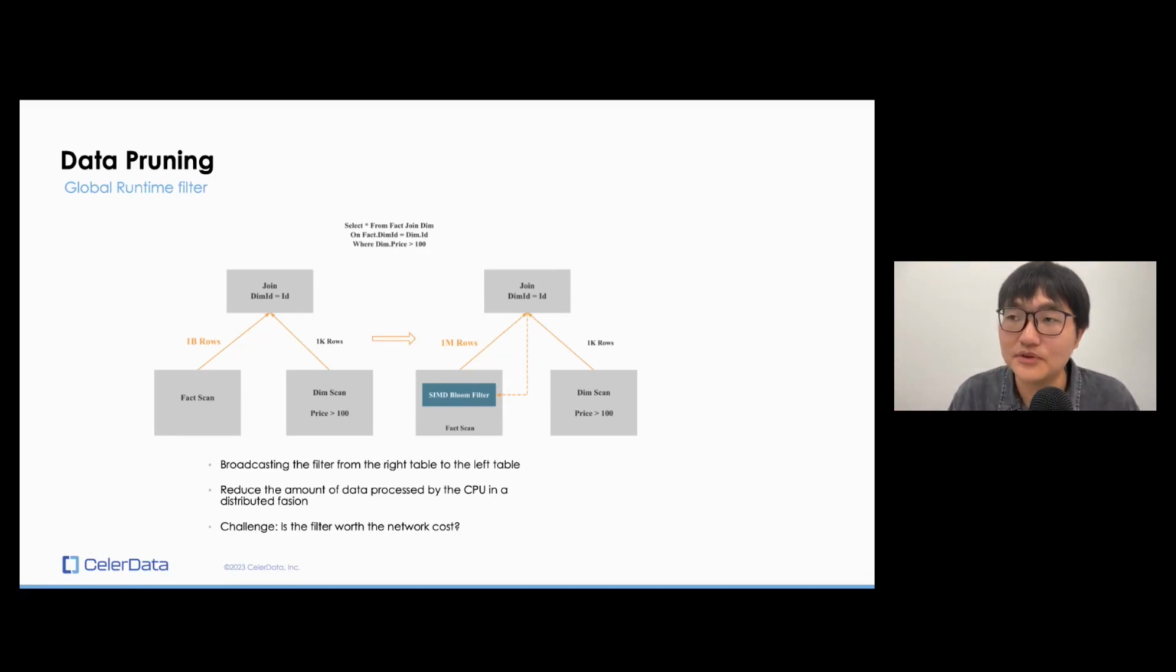Actually, in a single node environment, it's not so complicated because there's no network associated with this. But in a distributed environment, it's very different because we actually need to send this filter to all of the nodes that the other table is on, and this has a lot of network overhead. So the actual challenge is: is the filter worth the network cost? Sometimes it is, sometimes it's not.